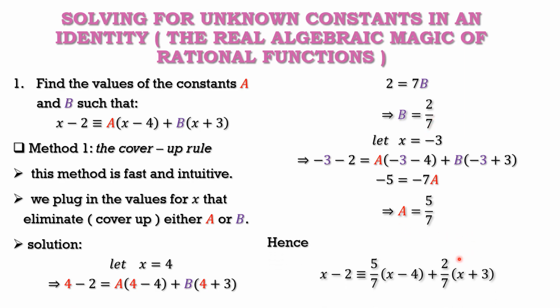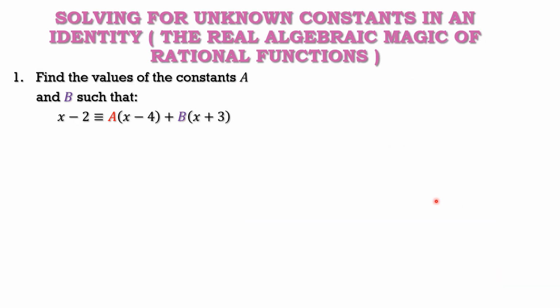So hence, this particular identity is now complete, and it is x minus 2 equivalent to 5 on 7, x minus 4, plus 2 over 7, x plus 3. Now, let's proceed to the next method of solving the same problem.